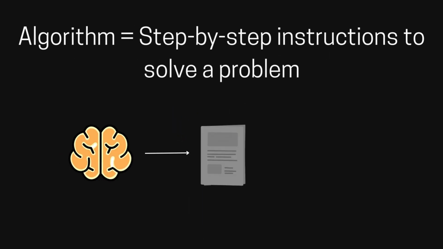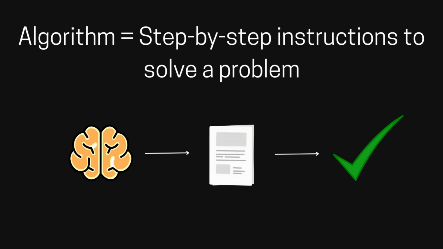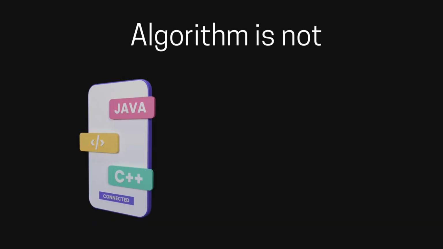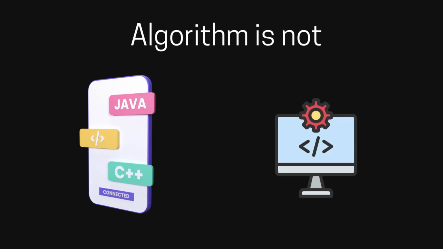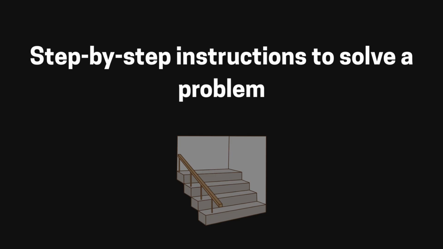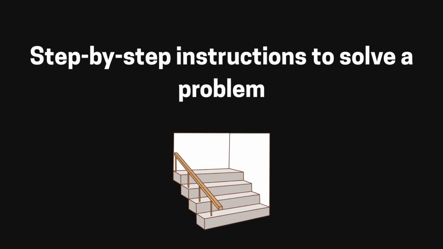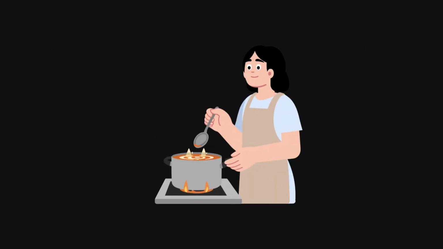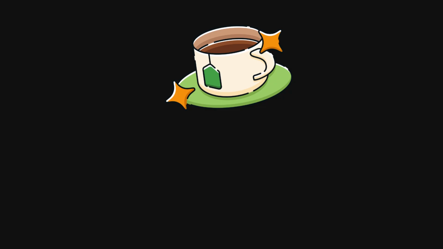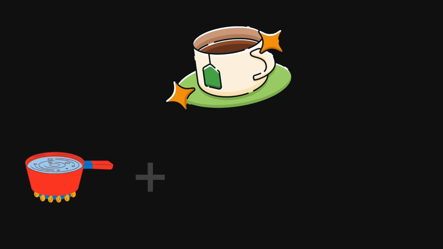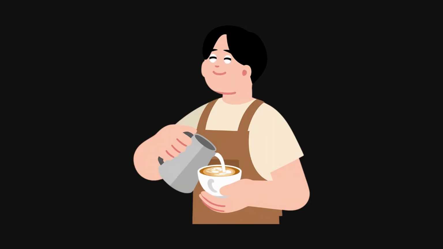An algorithm is a step-by-step procedure used to solve a specific problem. It is not programming code. It is not software. It is simply a logical sequence of steps designed to achieve a result. Think about cooking. If you want to make tea, you follow instructions. Boil water, add tea leaves, add sugar, pour into a cup. That ordered list of steps is an algorithm. If you change the order, the result may change.